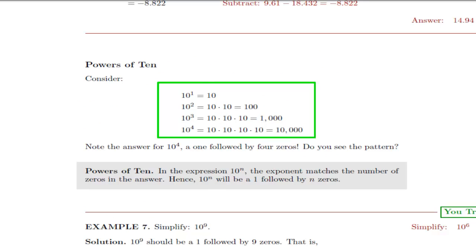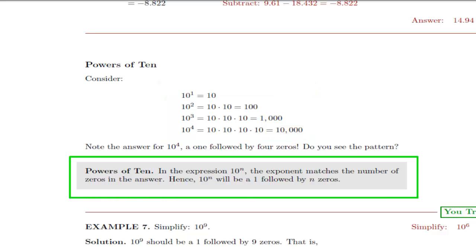Note that the answer for 10 to the 4th power is a 1 followed by 4 zeros. Do you see the pattern? In the expression 10 to the nth power, the exponent matches the number of zeros in the answer. Hence, 10 to the nth power will be a 1 followed by n zeros.